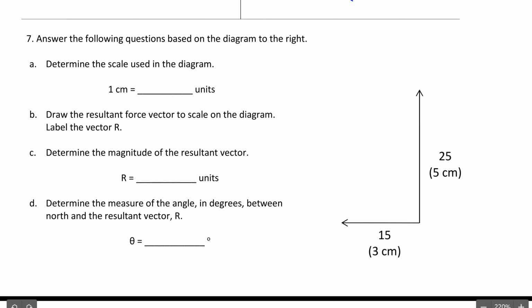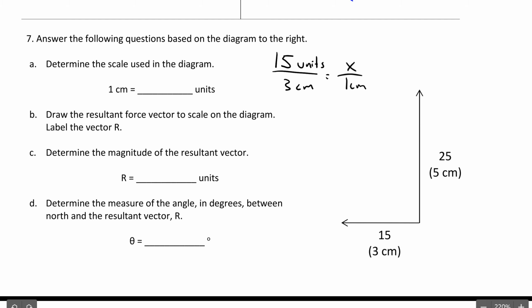But to work around the fact that we don't want to really print out everything, I'll tell you what the sizes of them are. So it says determine the scale used in the vector diagram. You could choose either one of these numbers to work with and you should get the same answer. So it doesn't really matter, but we'll start with maybe the 15 unit vector. So 15 units, we'll make the units on top, is to 3 centimeters. We want to know how many units does 1 centimeter equal.